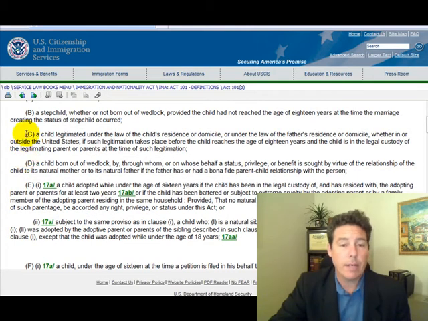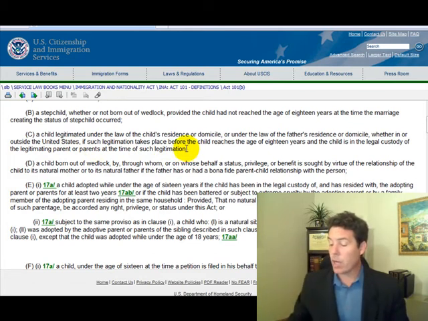Here's another definition here. A child legitimated under the law of the child's residence or domicile, or under the law of the father's residence or domicile, whether in or outside the United States, if such legitimation takes place before the child reaches the age of 18 years and the child is in the legal custody of the legitimating parent or parents at the time of such legitimation.